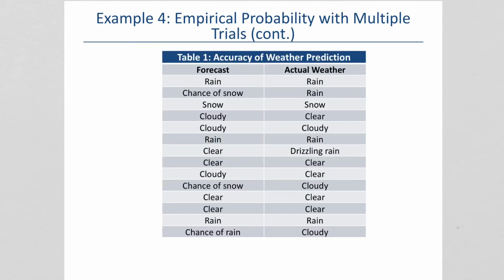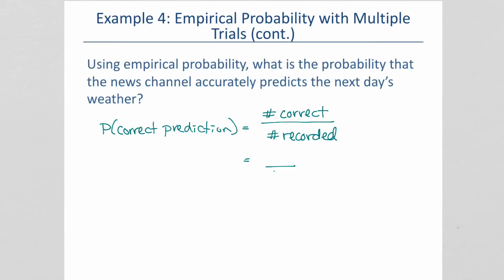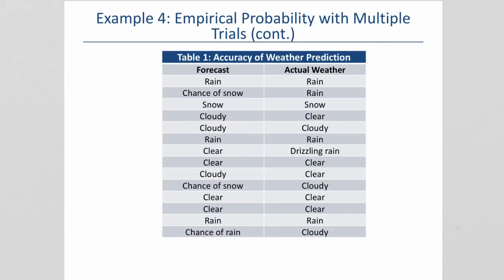So let's see, how many days did she record? 1, 2, 3, 4, 5, 6, 7, 8, 9, 10, 11, 12, 13, 14 days. And we want to see how many of those were correct. So this one was correct.